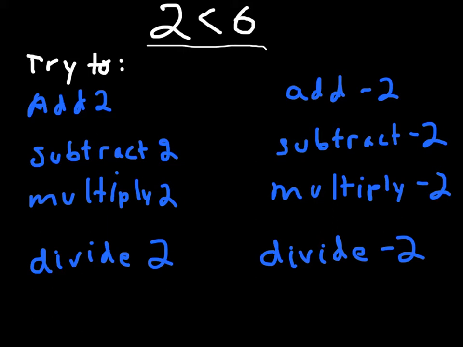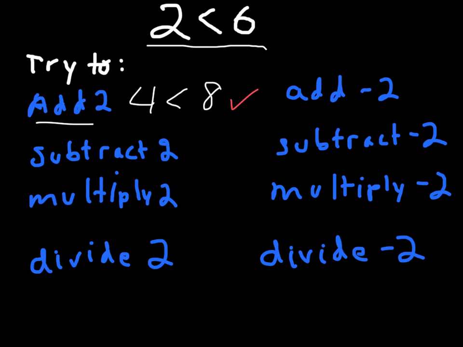So first off, let's try to add 2 to both sides. If we add 2 to 2, that's going to be 4. Keep our sign less than. If we add 2 to 6, that would be 8. Is that still true? Yes, it is. So that gets a check.